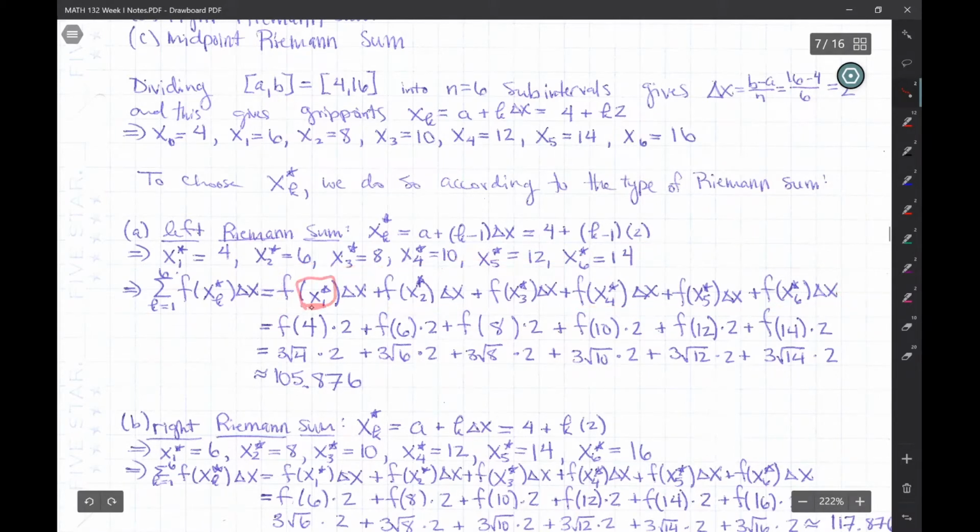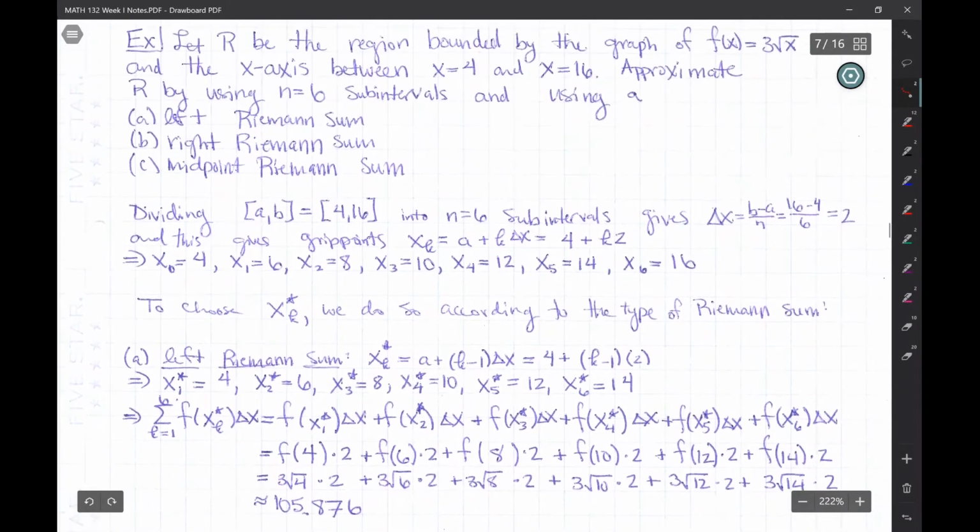This is the special point that we're choosing. We're going to choose x1 star is 4, the left endpoint of the first subinterval, the left endpoint of the second subinterval. 8 is the left endpoint of the third interval, on and on and on. And now we evaluate the function at those chosen points. So 3 square root of 4, where did that come from? Well, the function is equal to 3 times the square root of x. And so we get this sum down here.